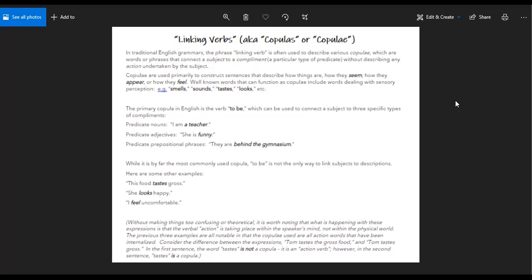She looked at me would be using look as an action verb. But if I say she looks unhappy, I'm now using it as a linking verb to describe my perception, my impression, of this person I'm describing. I feel uncomfortable describes a state I am in. I am not literally reaching out and touching something named uncomfortable. It's describing a state that I am in.